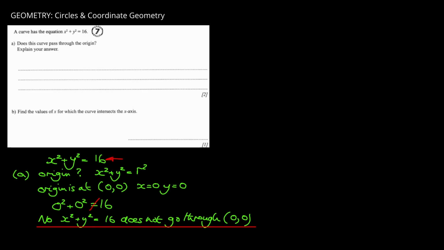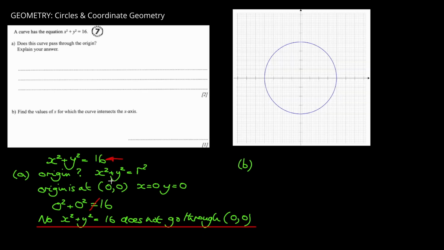Now, for part B, it's again not strictly necessary to have recognised that our curve here is in fact a circle. And I've told you it's a circle of radius 4 because the radius is the square root of 16, which is 4. So this circle is of radius 4. So this coordinate point is 4, 0, and this coordinate point is negative 4, 0. So those are in fact the answers.